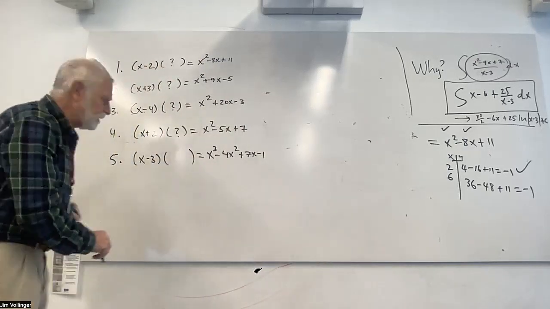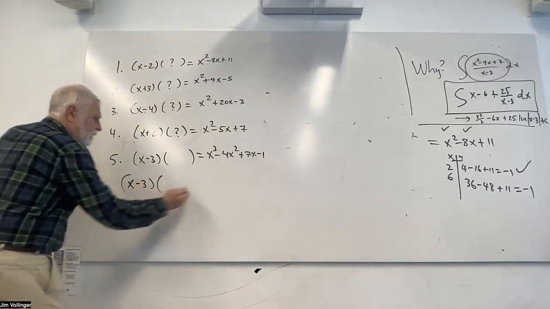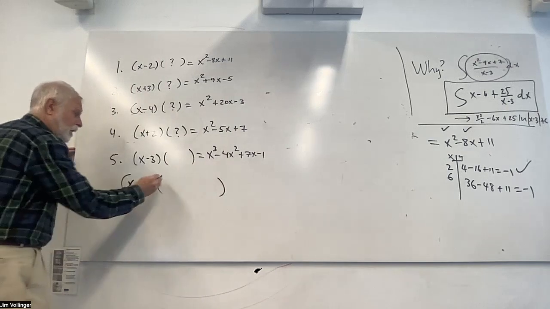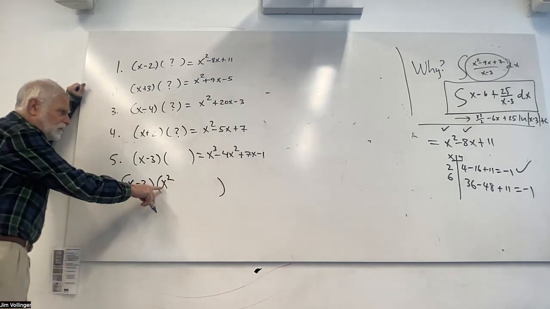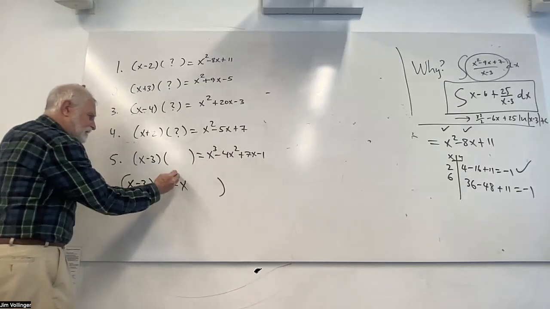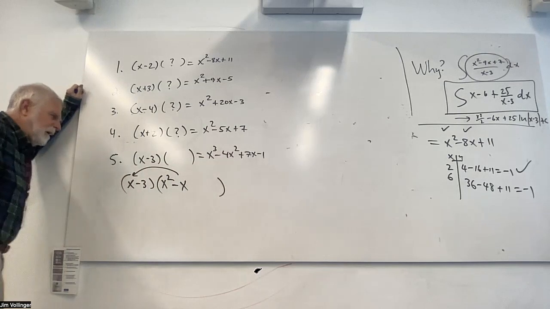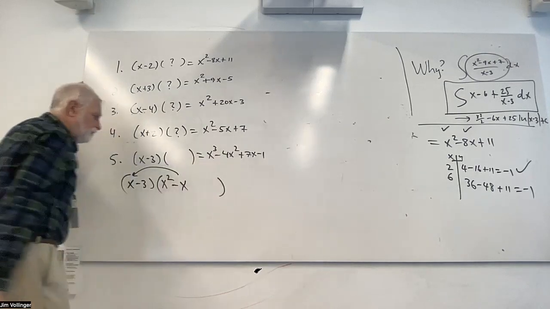All right, so x minus 3 times what? I think I can do it right here. So x minus 3 times what gets me x cubed? Well, x squared. Well, now I have minus 3x squared. I need minus 4x squared. So I need a minus x, because minus x times x is minus x squared. And minus 3x squared is minus 4x squared.